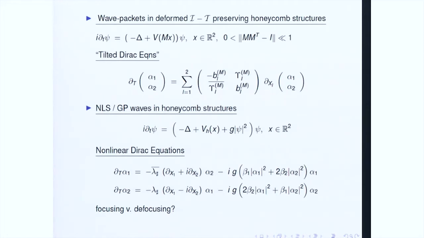If you deform the structure, you still get Dirac equations. You get something that's a bit more complicated looking, but it turns out that you can actually map them by a Galilean transformation back to the former type equation. So you get what are called tilted Dirac equations for deformed structures of this type, say if you make some kind of a uniform strain. And then in the nonlinear case, you get nonlinear Dirac equations.